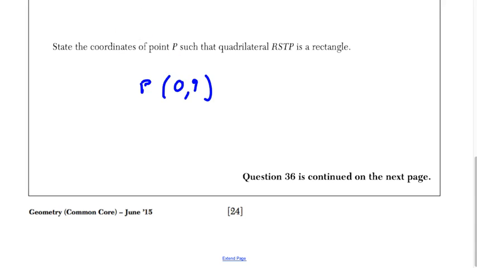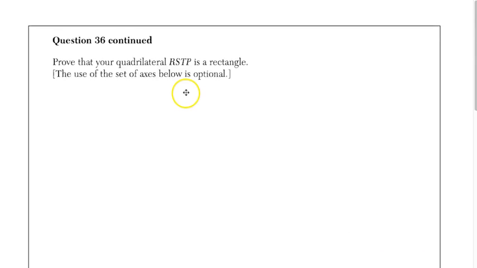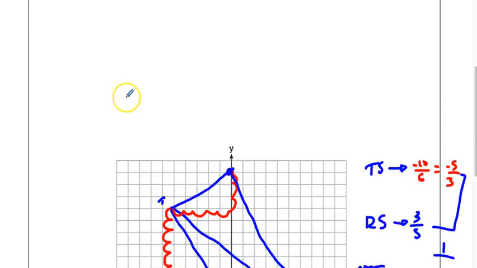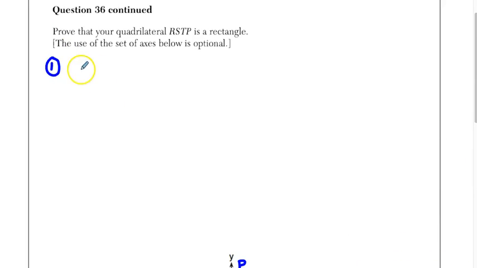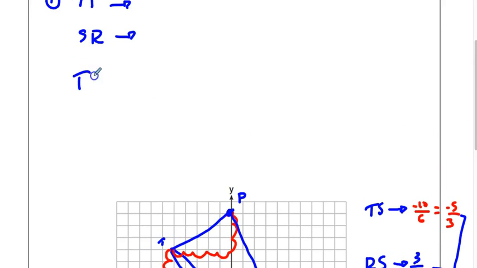And then finally, it asks us to prove it is a rectangle. There are 2 steps to proving this is a rectangle. First, step 1 is to prove it's a parallelogram. So we want to show opposite sides are parallel. So here we go. We want to show that TP and SR are parallel. So we're going to find these 2 slopes. Those are opposite sides. And then we're going to show that TS and PR are parallel. So we're going to find those slopes.